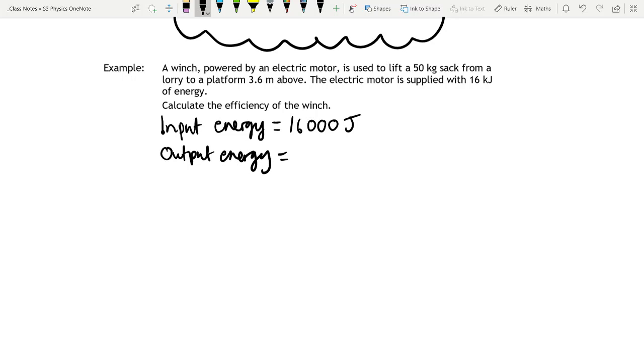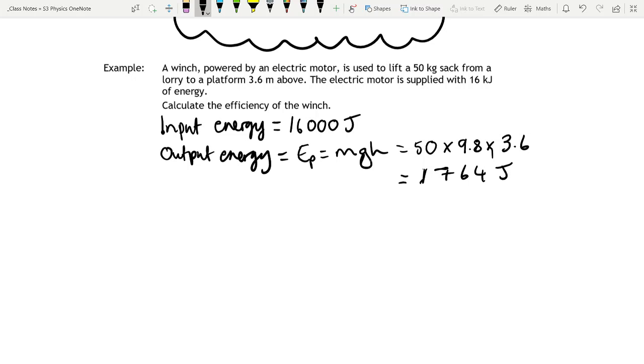it's a winch, so its job is to lift something up. So its job is to give potential energy to whatever it's lifting. So the useful energy is the potential energy that the thing gains. So the output energy is mgh. So it's 50 times 9.8 times 3.6, which comes to 1,764 joules.